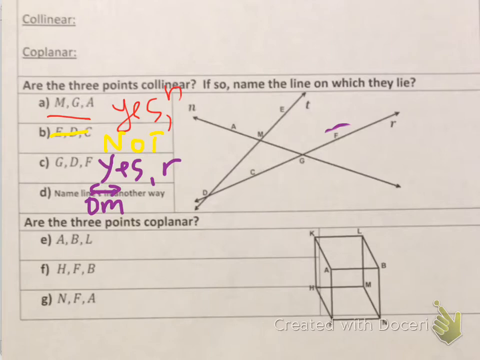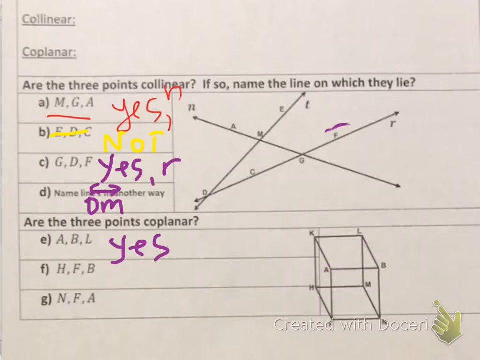Okay, the next one says, are the 3 points coplanar? Well, coplanar means in the same plane. So we're looking for A, B, and L. That means they have to be on the same flat surface. Those are coplanar. Yes, they are. They're on this top plane right here together.